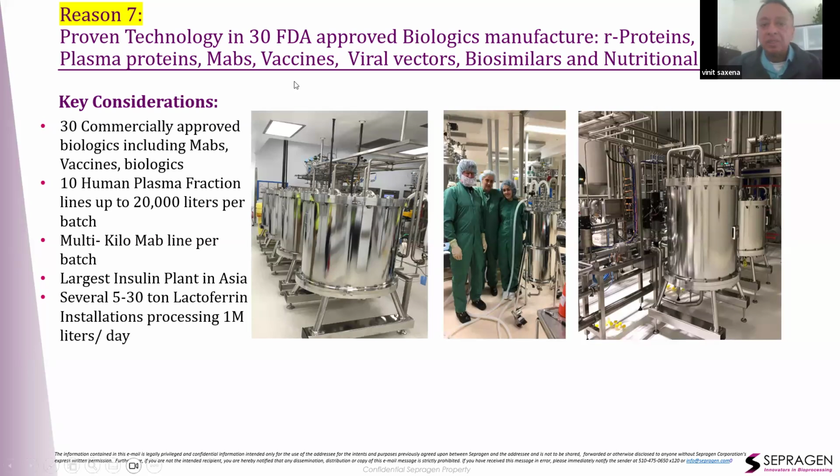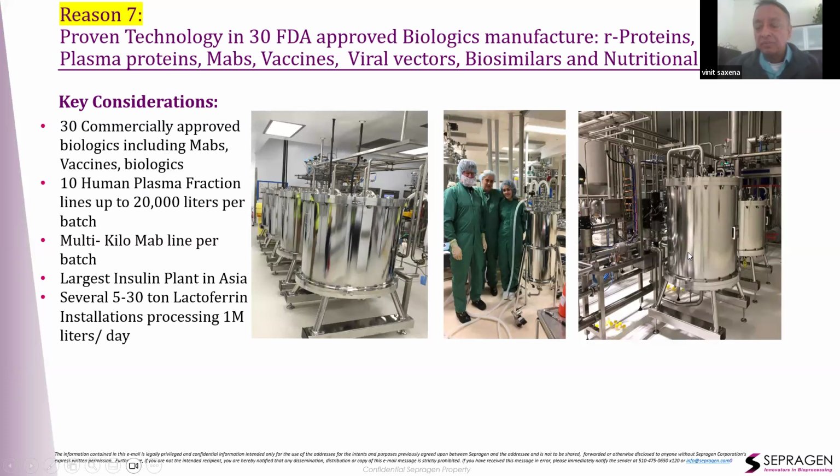And it's been proven in 30 FDA-approved drugs, recombinant proteins, human plasma, mAbs, vaccines, viral vectors, biosimilars, nutritional proteins. And of course, there are smaller columns in use, right? But the point of showing you these large columns is that these are radial flow columns, by the way. Here you have a factory with 4 radial flow columns running in parallel, processing over 20,000 liters of human plasma. There's a factor 8 column.